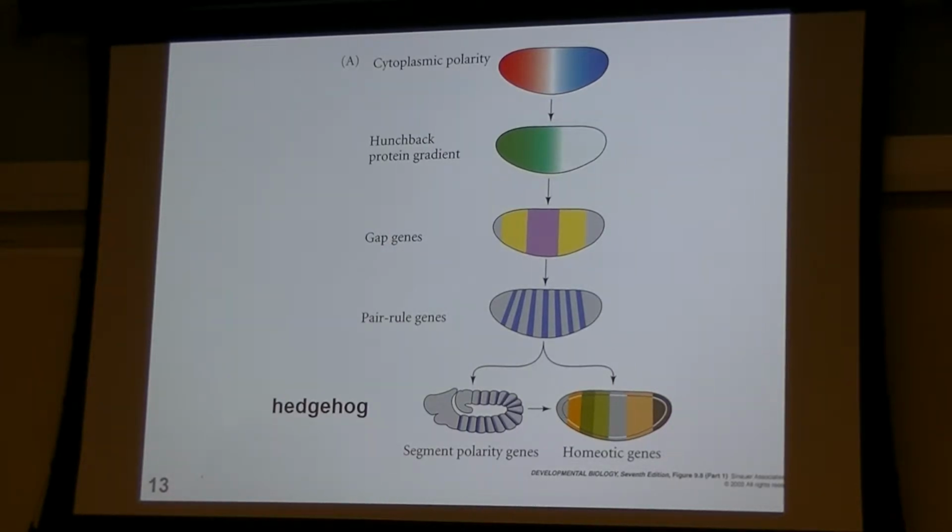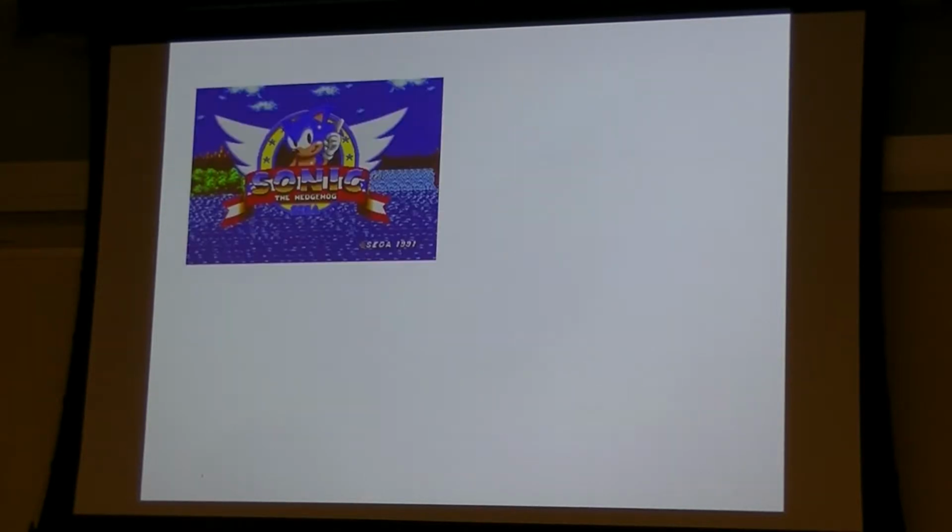And it turns out that vertebrates also have a hedgehog gene. They actually have 3 of them, and one of them is named Sonic Hedgehog.